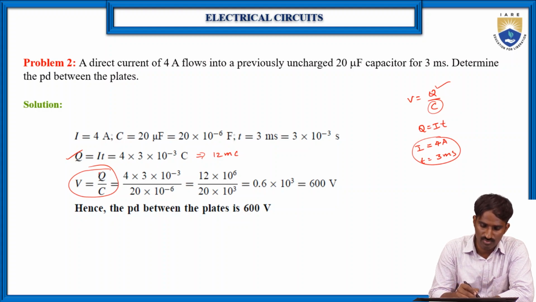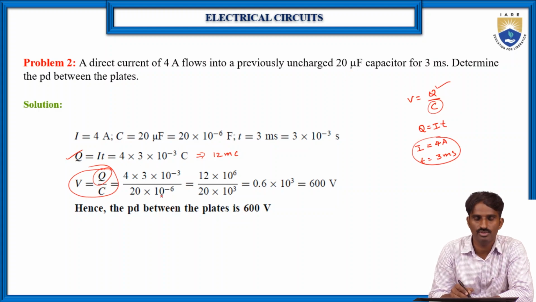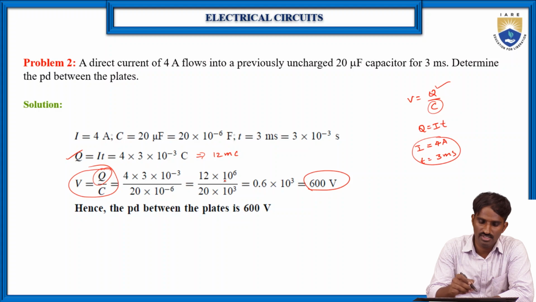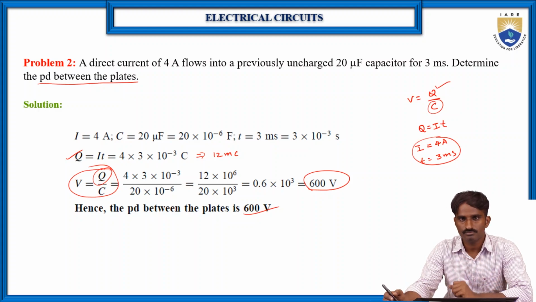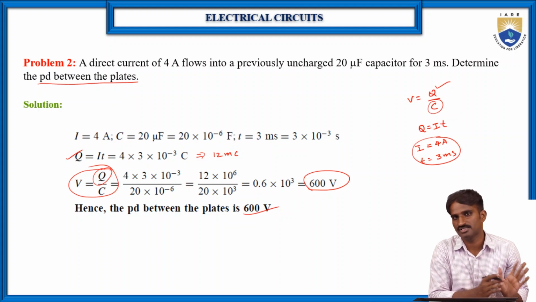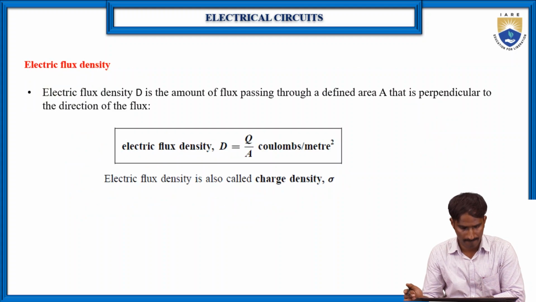Then substitute this 12 millicoulombs for Q here. C we know already, the capacitor is 20 microfarads, which means 20 into 10 to the power of minus 6. By substituting this, you will get 600 volts. Hence the potential difference between the two plates here is 600 volts. So this is how we need to solve the problems based on the concepts which we have discussed previously.